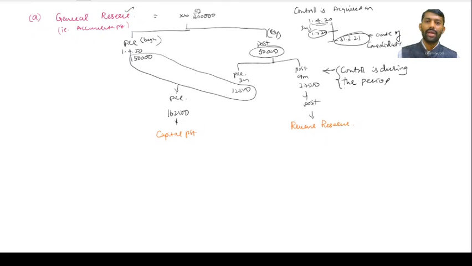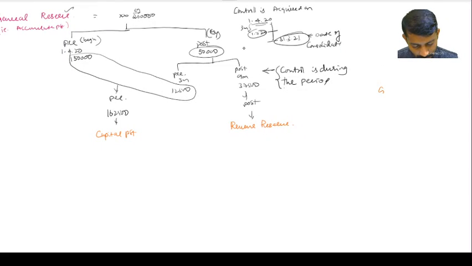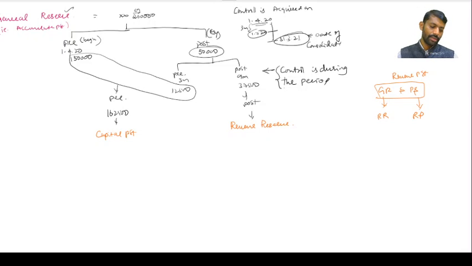Both are revenue only. So general reserve and P&L both are what? Revenue profits only. But general reserve is called as revenue reserve. P&L is called as revenue profit. Got it? Yes, sir. So that's how it will work, my difference.